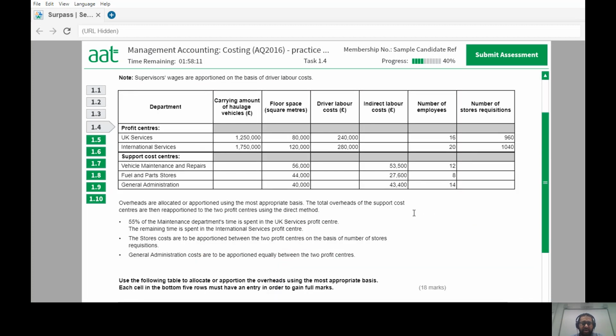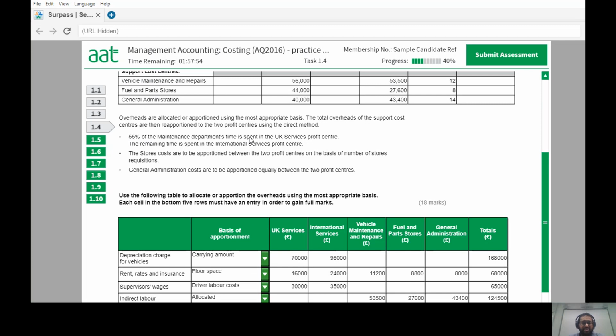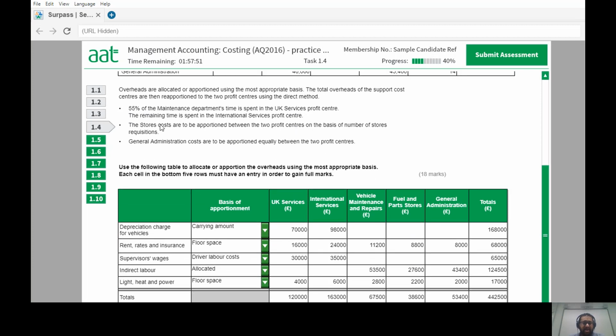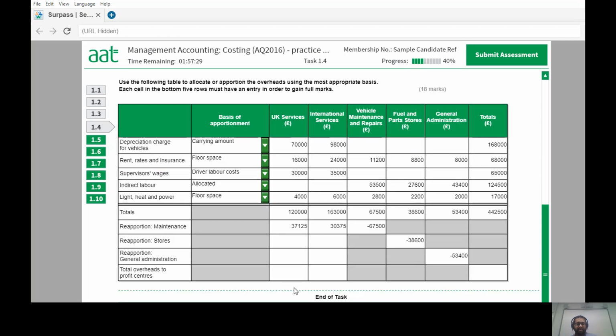Maintenance is going to be apportioned for this. So we're going to say minus 67,500 here, minus 38,600 here. This is going to be minus 400 here. So now how I'm going to be reapportioning them. 55% of that is going to go to the UK services, and the rest is going to be the international services. So here 67,500 multiplied by 55% is going to be 37,125, and this one is 30,375. Okay, which is the rest of it, which is 45%.